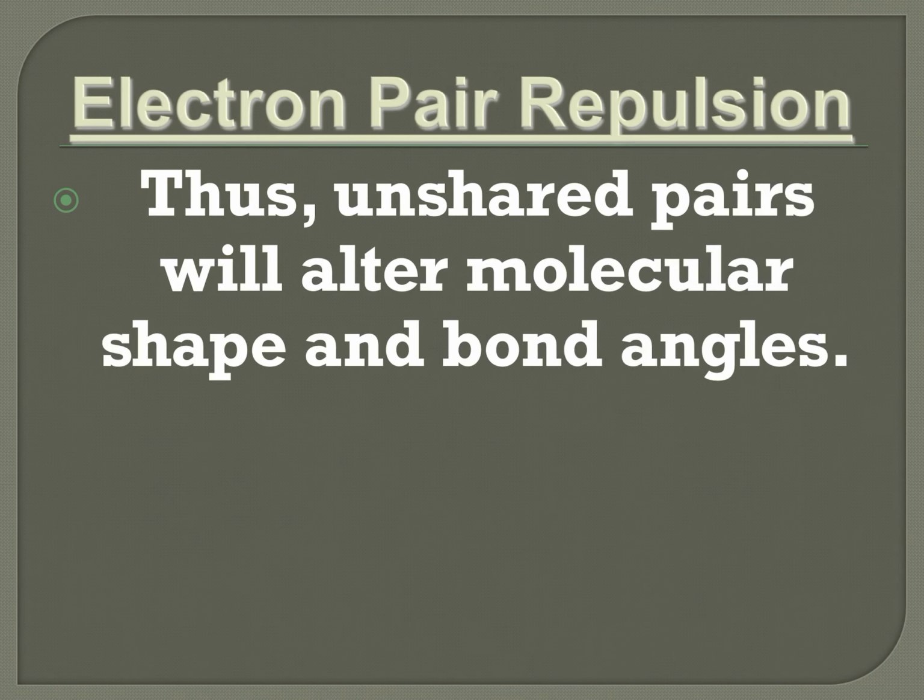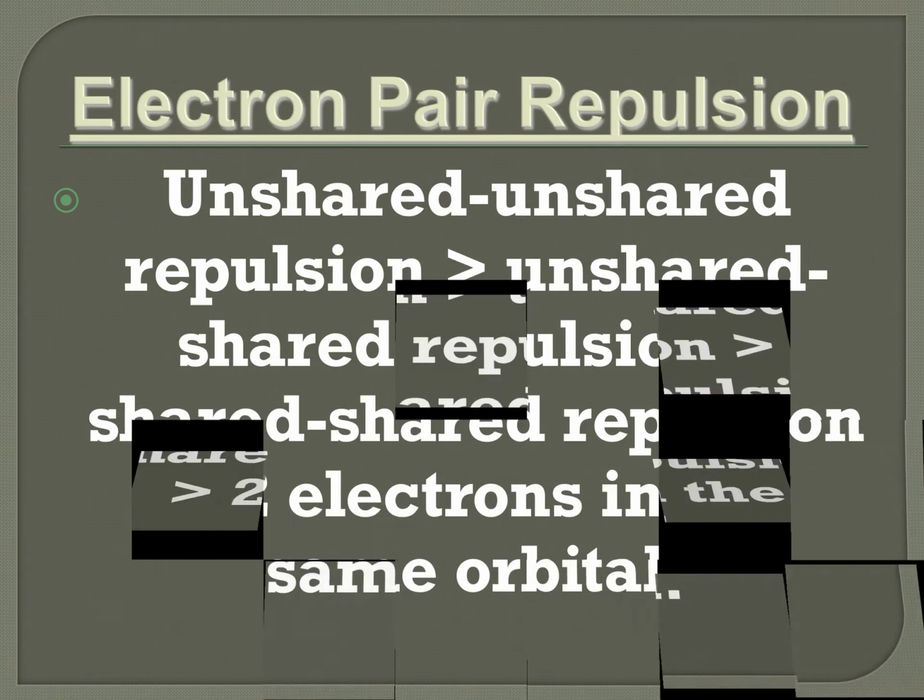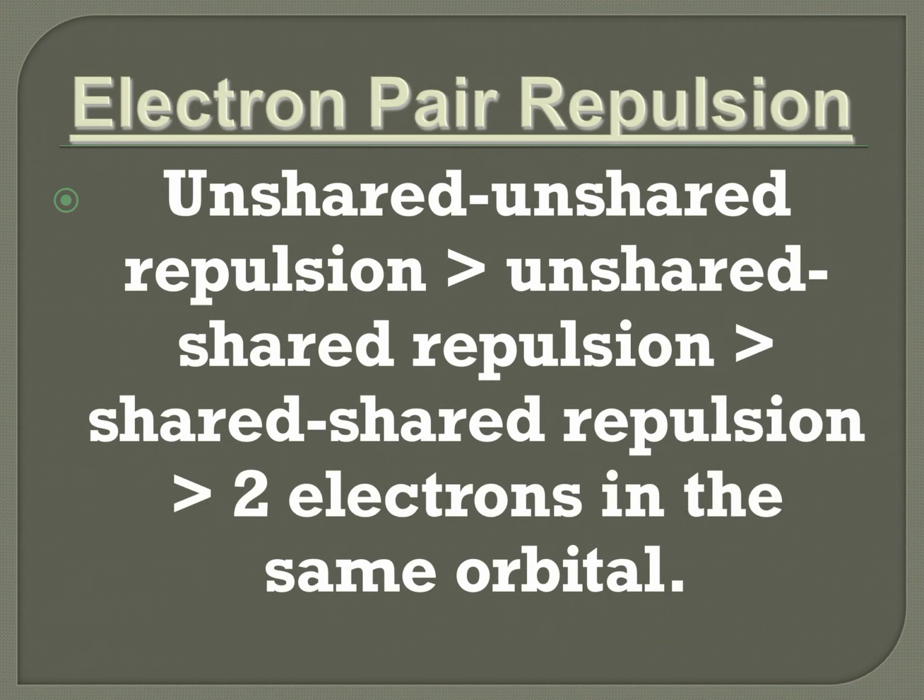And we have an issue with unshared pairs. Electron pair repulsion is not equal for any two electrons or any three electrons. It depends upon the situation. For instance, when you try to get an unshared pair near another unshared pair in a central atom, and again, we're only focusing on the central atom, the terminal atoms do not dictate geometry. They do not dictate polarity. It's always the central atom that you have to look at.